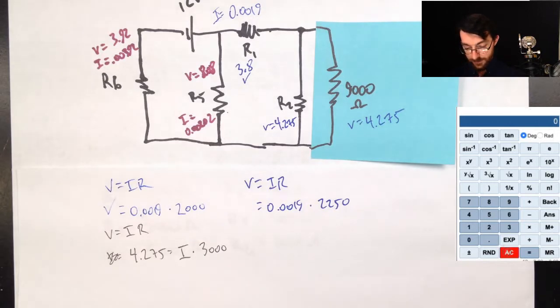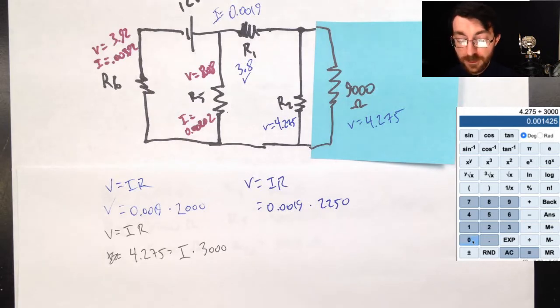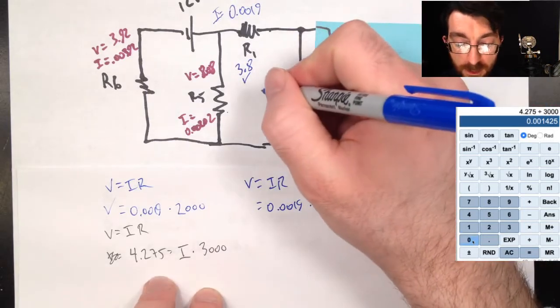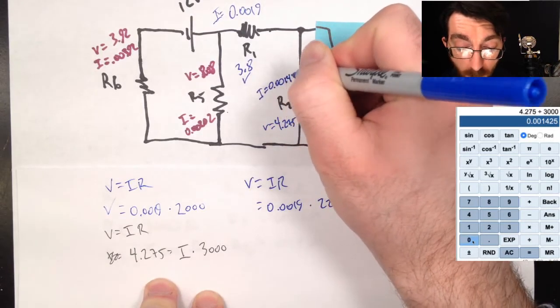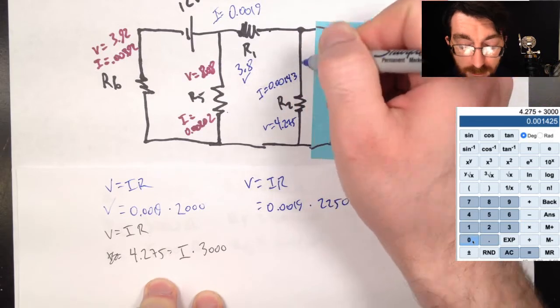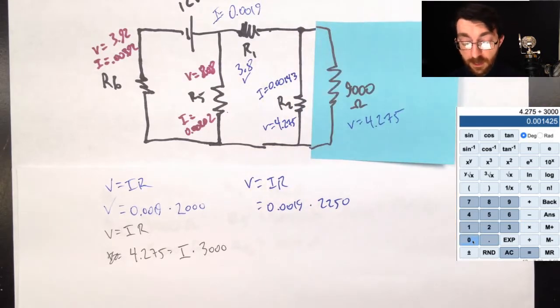So 4.275 divided by 3,000. Yep. Okay, 0.001425. That is a tiny, tiny little current. 0.001425. Current is 0.0014. I'm going to call that 3. I'm going to round up because I don't think I could fit that whole thing in there.